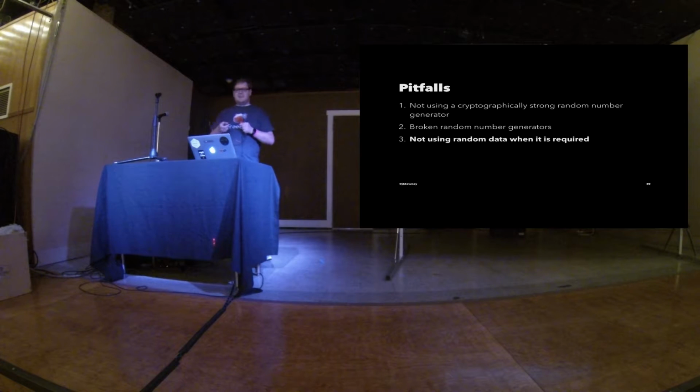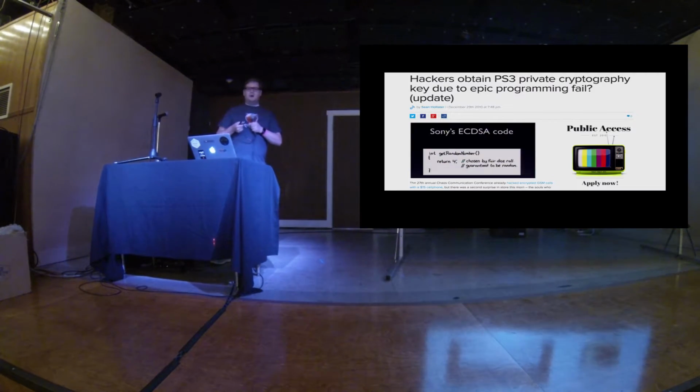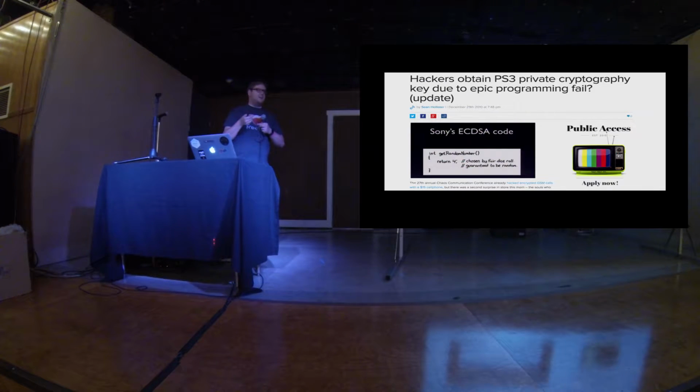And then lastly in this category, I want to talk about not using random data when it's required. In the PS3, they were using an algorithm called ECDSA, the elliptic curve digital signature algorithm. You don't need to know the details, but you do need to know that elliptic curve DSA, much like DSA, requires a parameter that has to be uniformly random for every single signature. So you would expect them to source this from a crypto-strong random number generator, but I believe in this case, Sony had a constant. They had it hard-coded in the signing code.